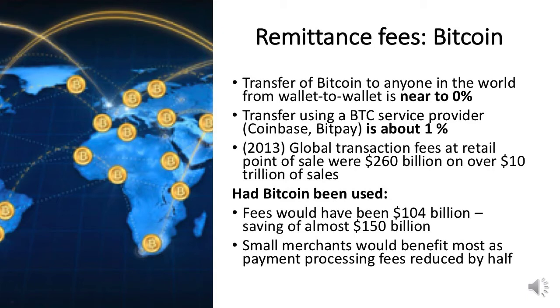In 2013, global transaction fees at retail point of sale were $260 billion on over $10 trillion of sales. Had Bitcoin been used, fees would have been only $104 billion, a saving of almost $150 billion. Small merchants would benefit most, as payment processing fees would have been reduced by half.